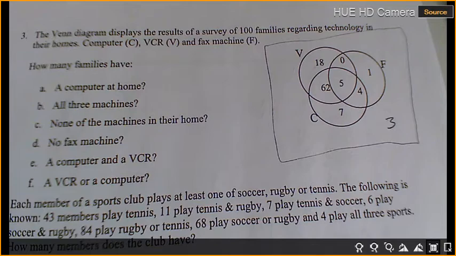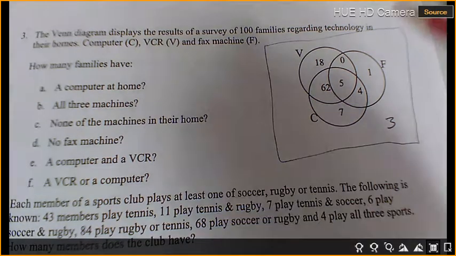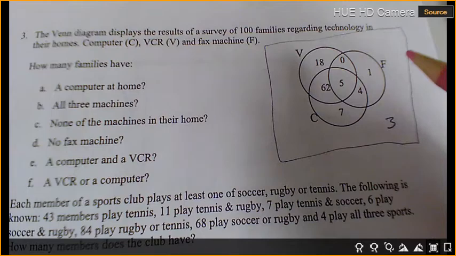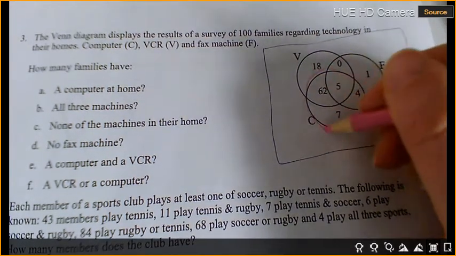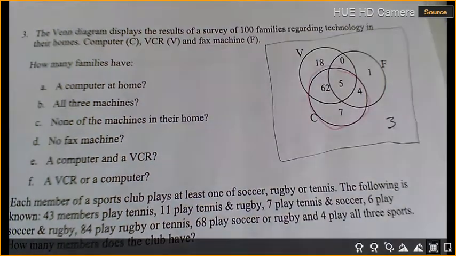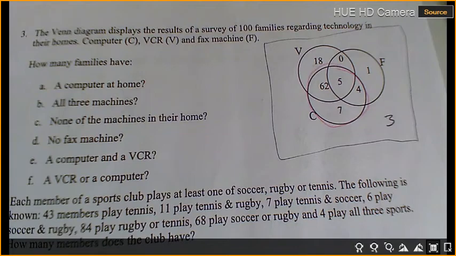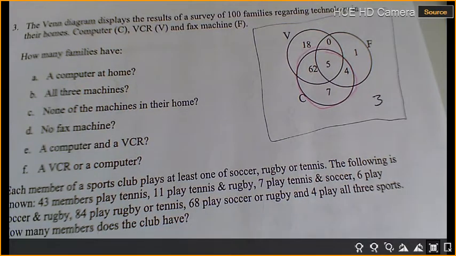Okay? So, how many of these families own a computer at home? How are we going to find that? You guys tell me, what do I circle here? Circle the C. All of the C. So everything inside there I add together. So I'm going to go 62 plus 5 plus 4 plus 7. So it's 78.